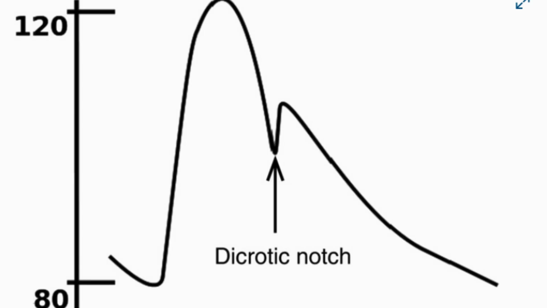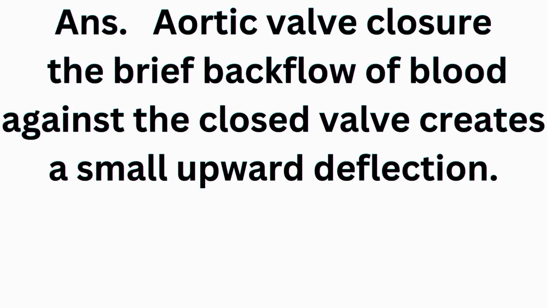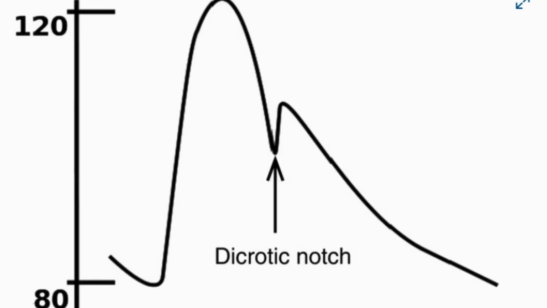Whenever you see the dicrotic notch, think in your mind that the valve slams shut. And if there is no notch, that means that we're talking about aortic regurgitation.